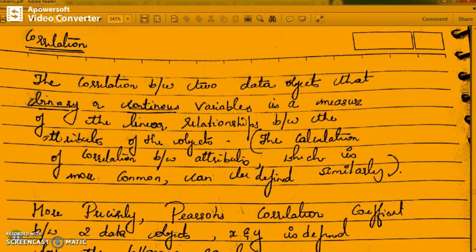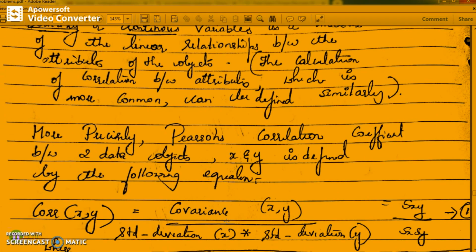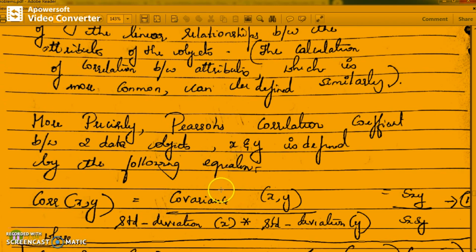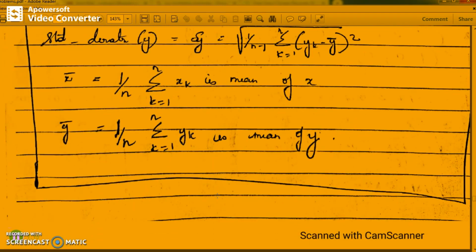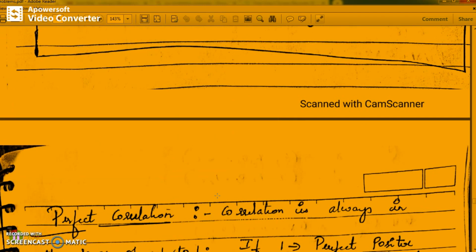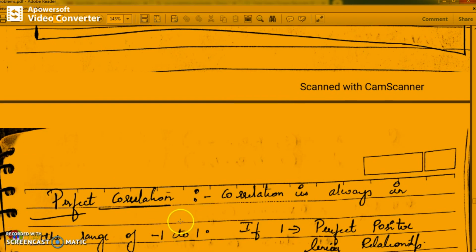No. So you now have to calculate or compute the correlation between the two data objects, right? Here we are using a formula to calculate this, that is Pearson's correlation coefficient formula. We are trying to compute correlation. The correlation values that you compute would be in the range of -1 to 1. You call that perfect correlation.